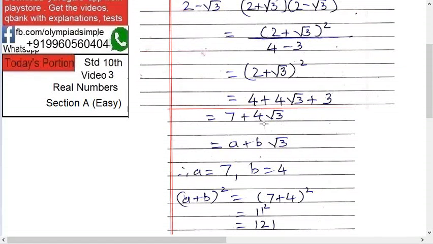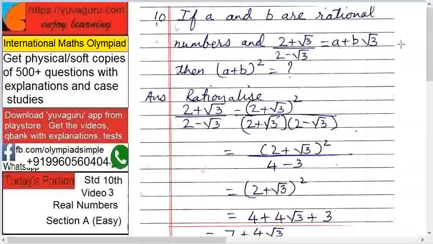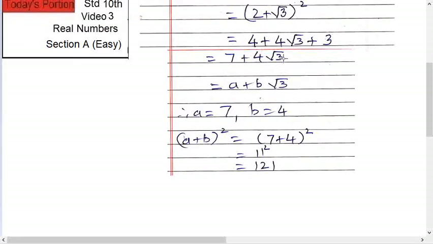But what is given? 7 plus 4 root 3 means this figure is equal to a plus b root 3. So this 7 plus 4 root 3 is a plus b root 3. So a is what? 7. Equate these two terms. A is 7 and b is 4. Now (a plus b) the whole square means what? (7 plus 4) the whole square. 7 plus 4 is 11. 11 square is 121. That is the required answer. Okay.